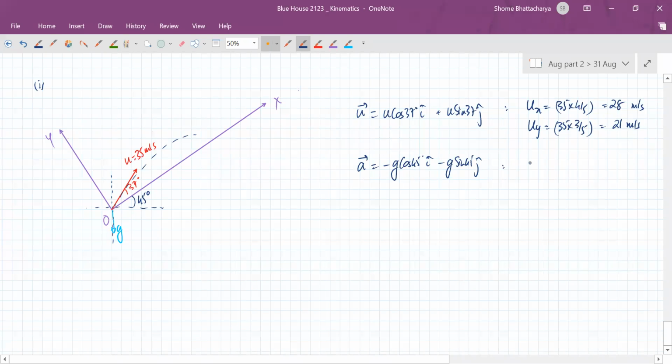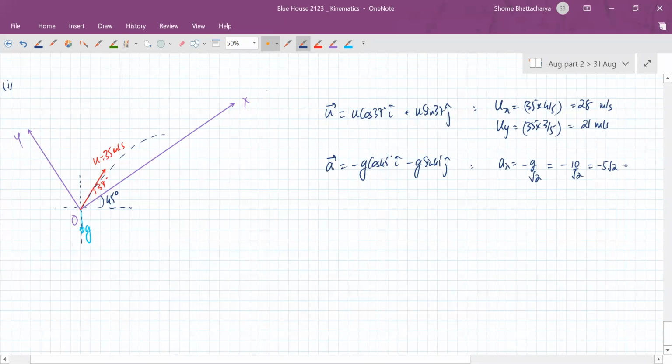So more importantly, we'll get ax, which I can write as minus 5 root 2, that is minus 7 meters per second square, because I've been asked to take root 2's value as 1.4. The instruction in the question is given. This is also minus 7. So now you can see that everything becomes very simple.